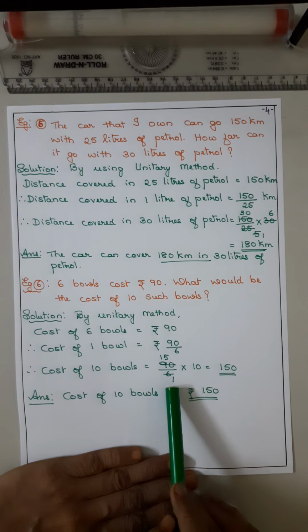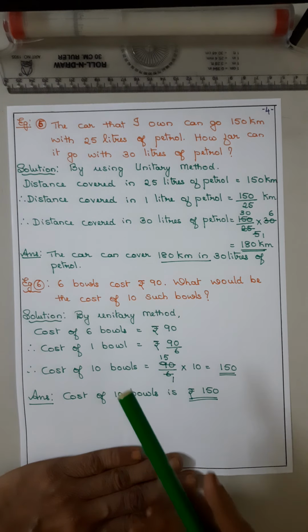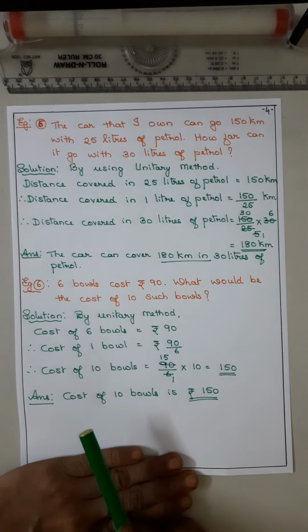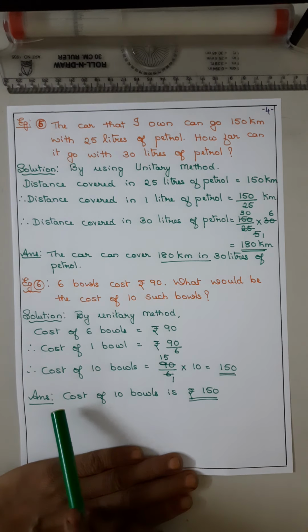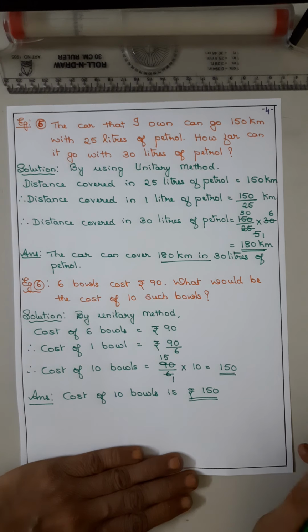So, 6 ones are 6, 6 ones are 6, 7, 8, 9. 3 remains. 3 and 0, 30. 6 5s are 30. So 15 tens are 150. Therefore, the cost of 10 bowls is rupees 150. Is it clear? So unitary method, did you understand? You have done it in 6th standard. So it is a revision for you.